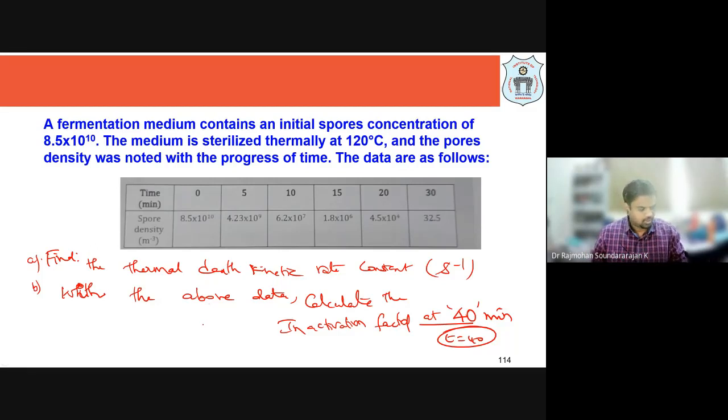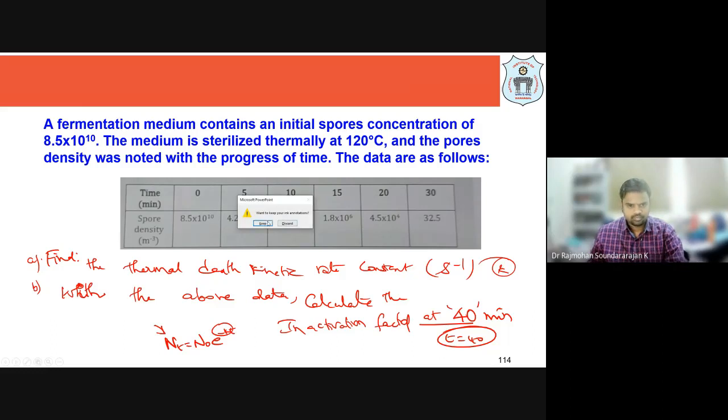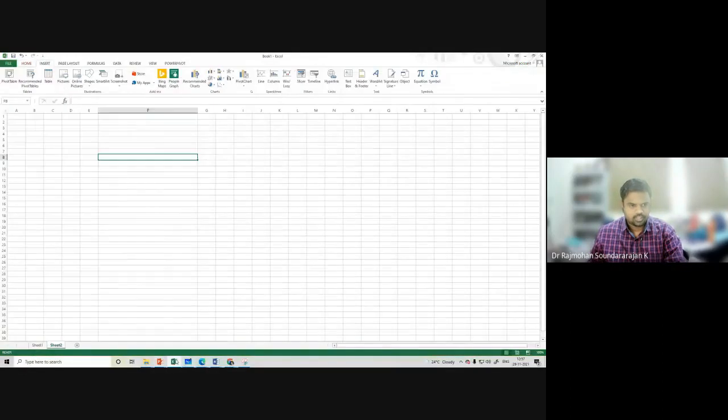As I said, you can use the formula Nt equal to N naught into e power minus kt. So we are finding out the k value here. You will substitute the answer of part A in part B, and you are going to get this value. Okay, can we try that?